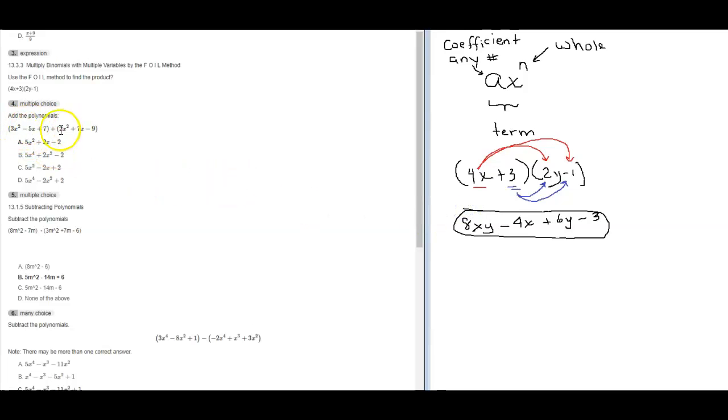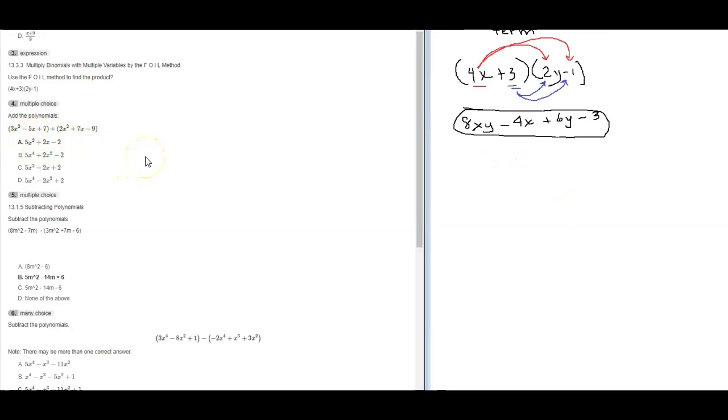Problem number 4, how do you add polynomials? You combine like terms. That's how you add polynomials, something we learned in week 1. So who's alike with 3x squared in the other parentheses? 2x squared. Add the numbers in front of the x squares. That will be 5x squared. Who's alike with minus 5x? The plus 7x. Combine them. That will be positive 2x. And then take the plus 7. Who's alike with plus 7? The minus 9. What is plus 7 plus negative 9? That will be minus 2. That's why the correct answer is letter A here. Okay.